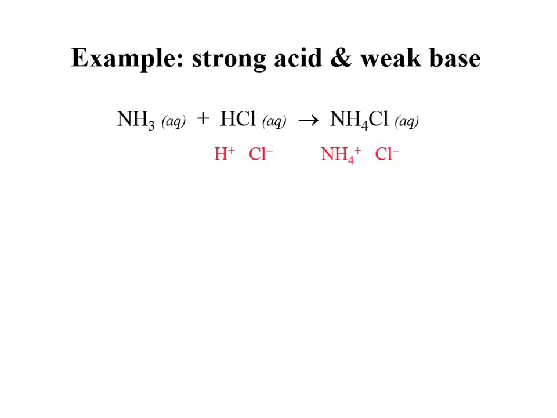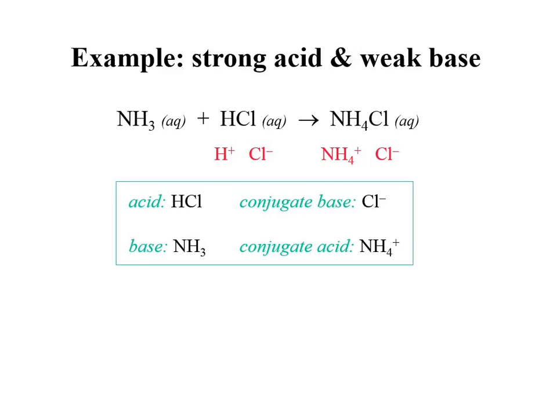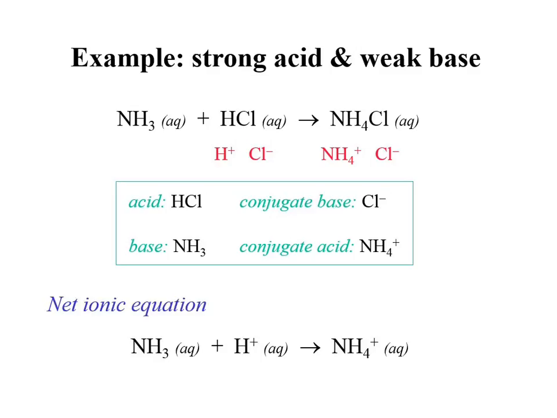Looks like we still need strong acid, weak base. You see your strong acid, HCl. You see your weak base, NH3. Two sets of conjugate acid-base pairs. They differ by a proton, and I have the reaction arrow. Net ionic equation.